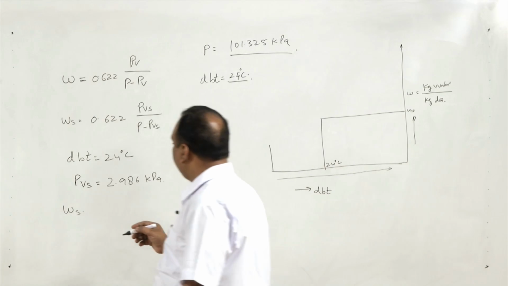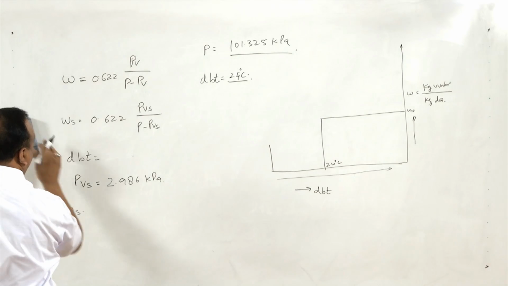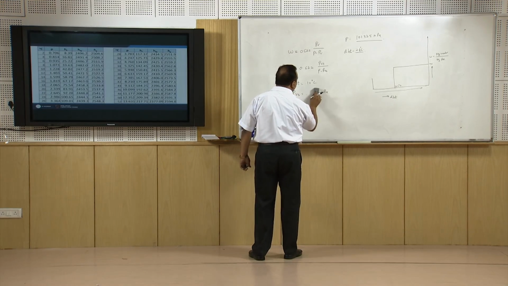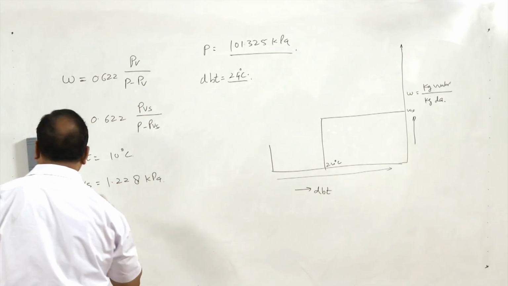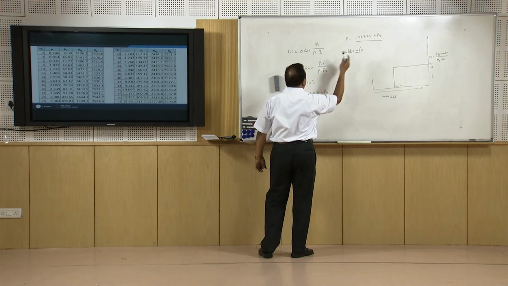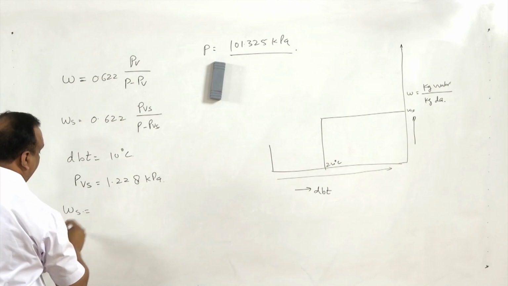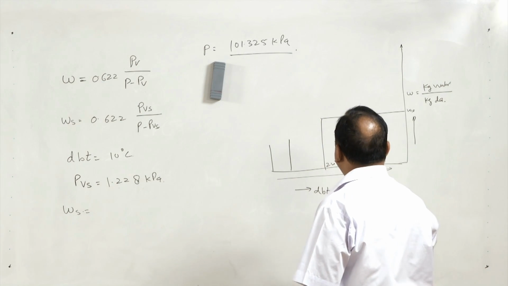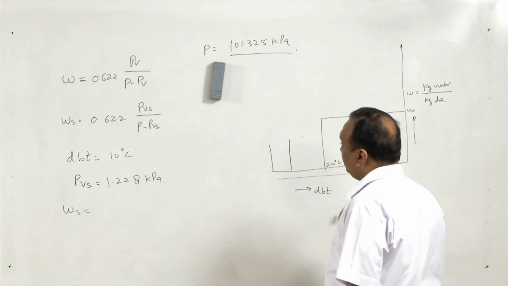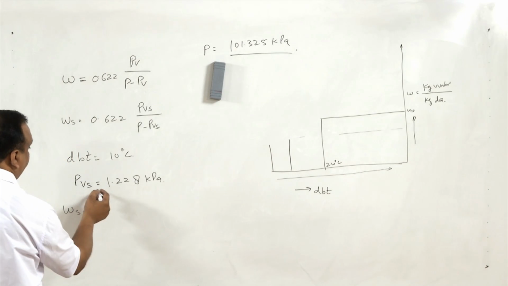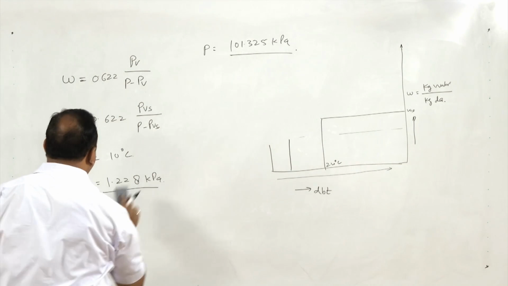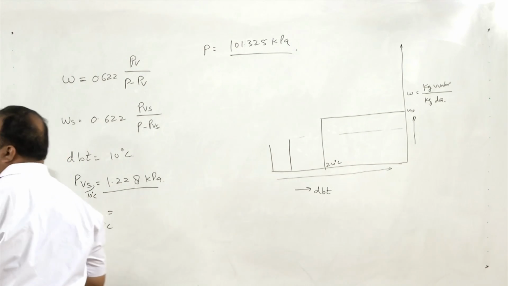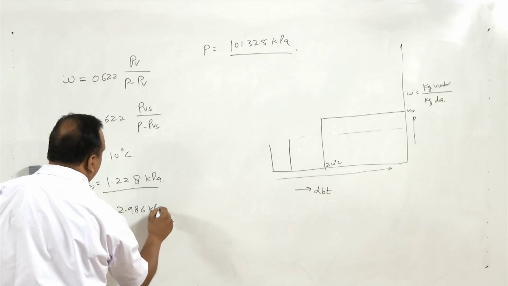Similarly, suppose the dry bulb temperature is, instead of 24 degrees centigrade, 10 degrees centigrade. At 10 degrees centigrade, the saturation pressure is 1.228 kilopascal. Again using this value and the total pressure, we can find the value of omega s at 10 degrees centigrade. Now, omega s at 10 degrees centigrade will be less than omega s at 24 degrees centigrade, because the partial pressure of water vapor at 10 degrees centigrade is this, and at 24 degrees centigrade it is 2.986.